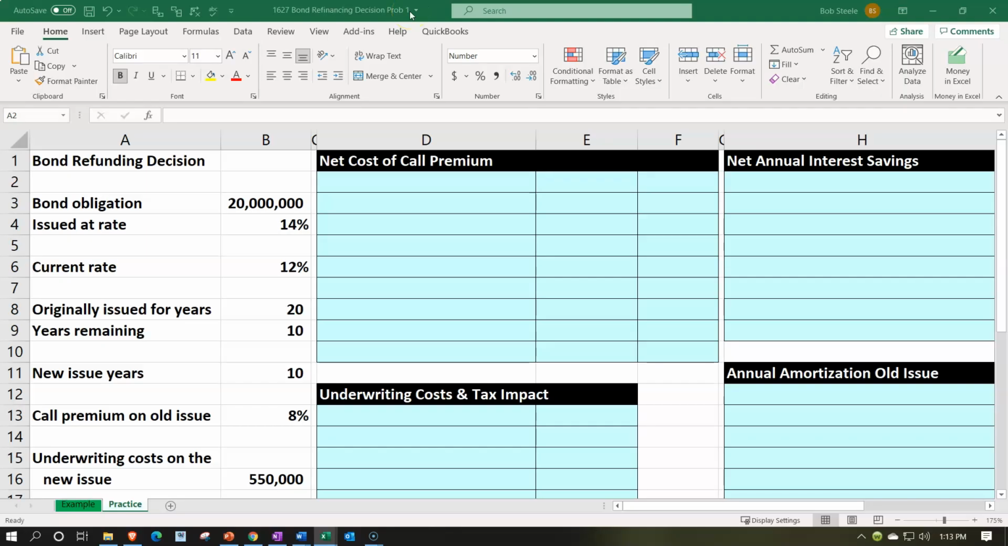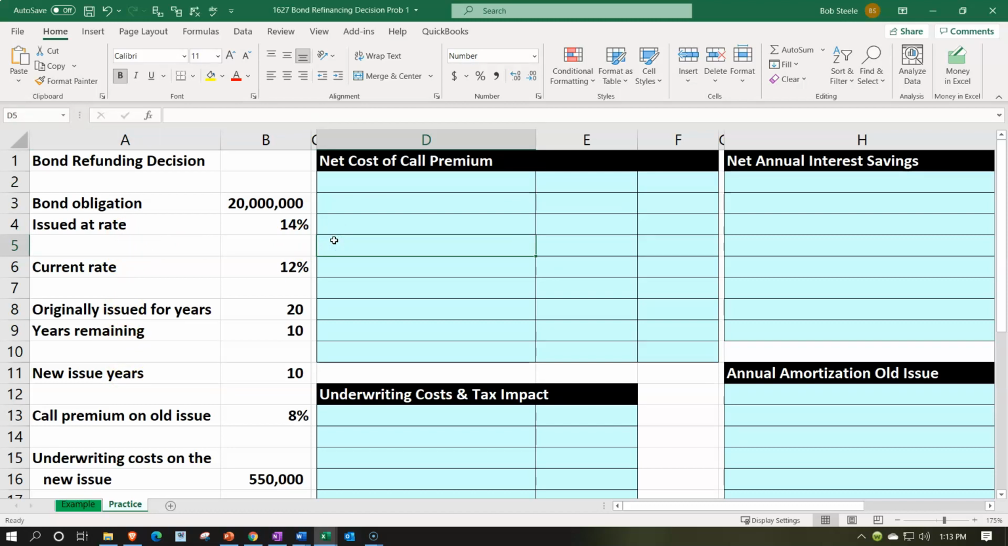Here we are in our Excel worksheet. If you have access to the Excel worksheet and would like to follow along, note that we are in the Practice tab as opposed to the Example tab, the Example tab, in essence, being an answer key. Information on the left-hand side, we're going to populate into the blue area on the right-hand side.